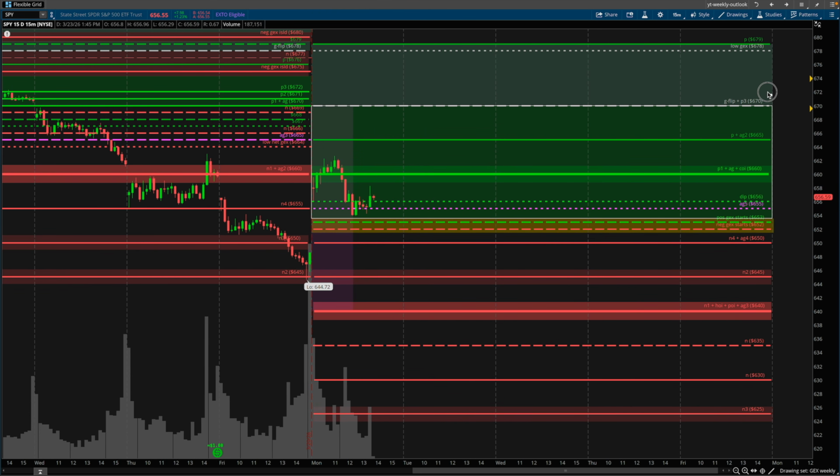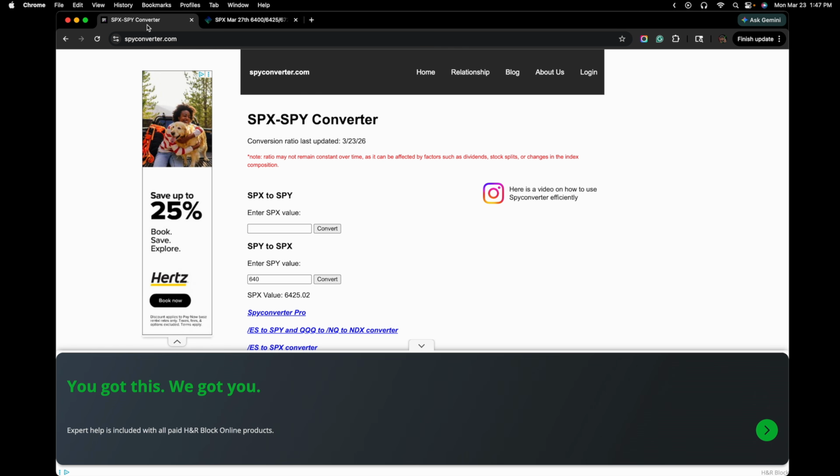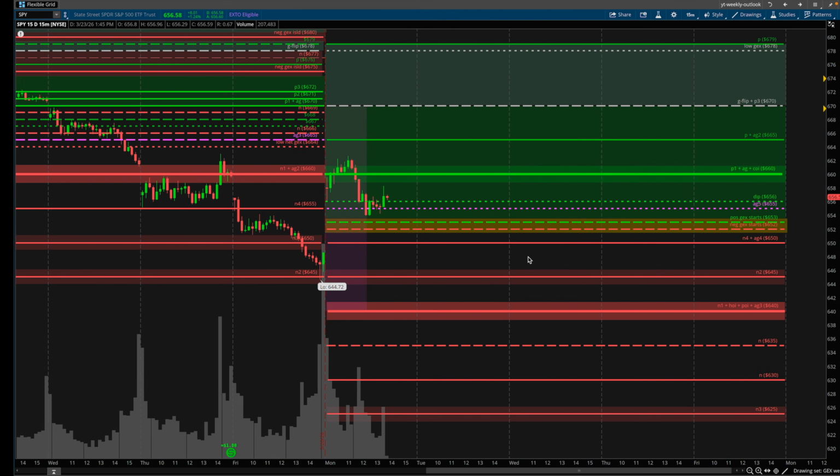For those of you that don't know, you can take the SPY level, something like 640 or 670, and plug it in a website. It's called SPY Converter. You just press convert and it gives you an estimate of what that correlates to with the SPX, and that's how I get my SPX strikes.